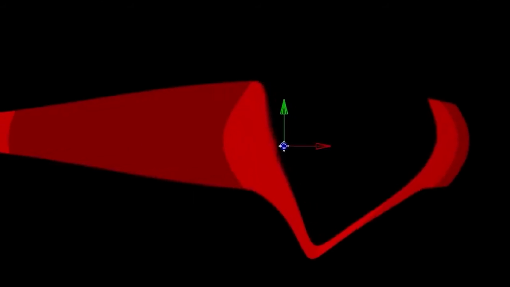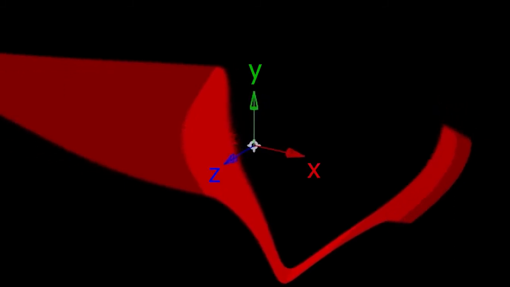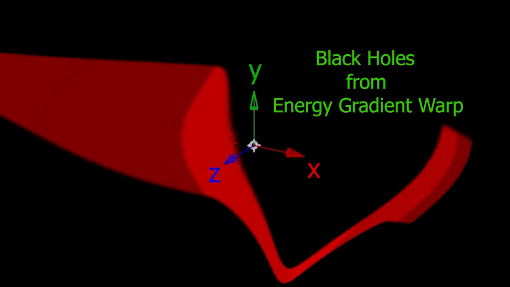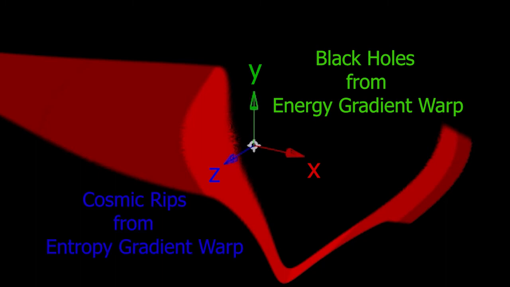Let's say the normal first dimension is the x-axis. The gravity warp is on the y-axis, and the dark energy warp is on the z-axis. These y and z-axis warps are so extreme in places as to be indistinguishable from the second and third dimensions of a 3D space. These extreme places are black holes in the case of the gravity warp, and so-called cosmic rips in the case of the dark energy warp.